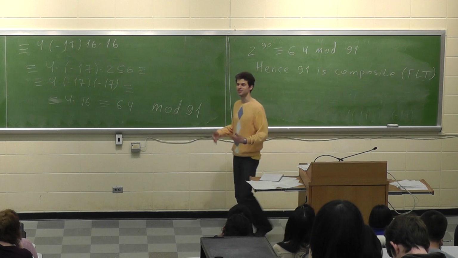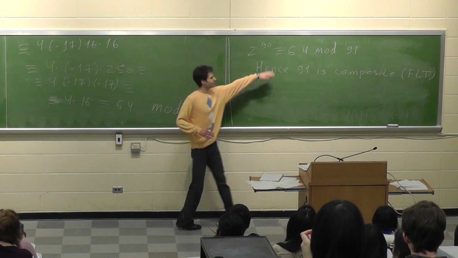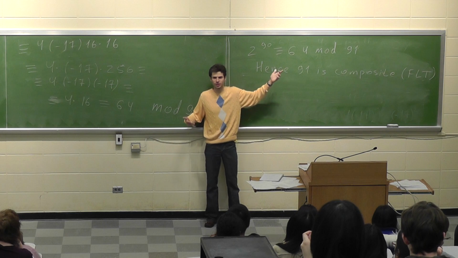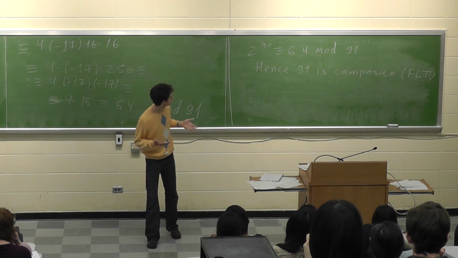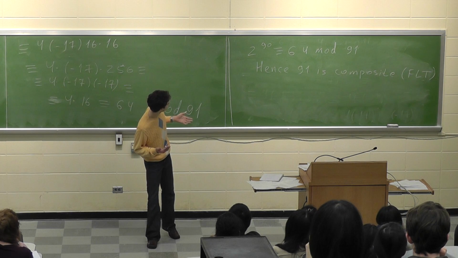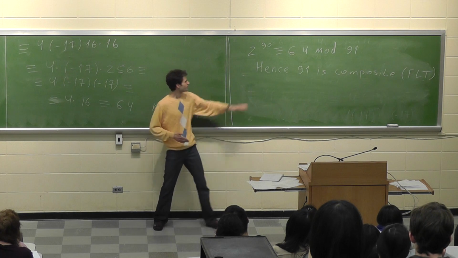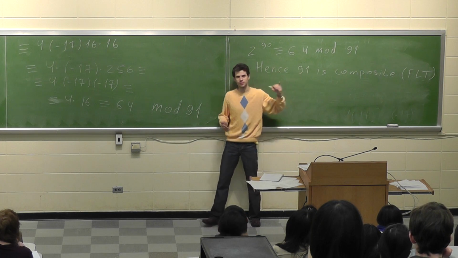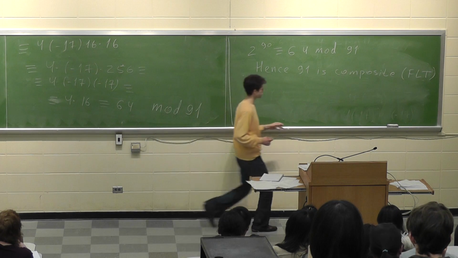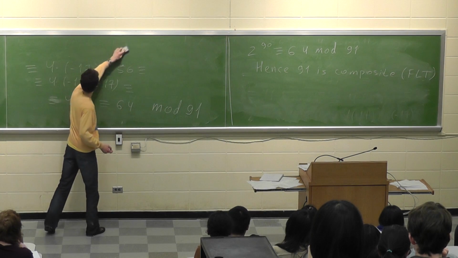Well, what are the lessons out of this computation? Well, what are not the lessons? The lesson is not that 91 is composite. It is actually not hard to verify by hand. It's something like what? 7 times 13. Yeah, 7 times 13. It's not that 2 to the power 90 is 64 modulo 91. The lesson is that if you want to compute, let's formulate the lessons.